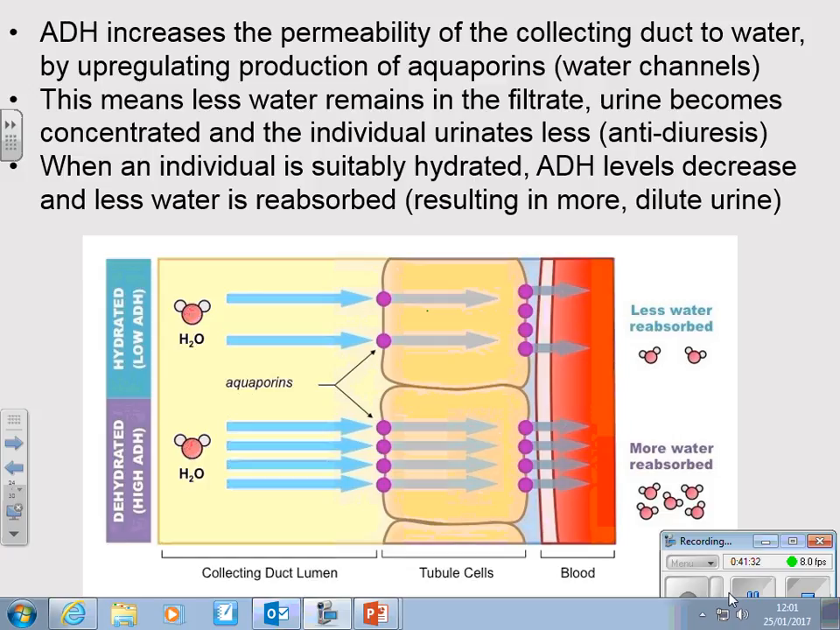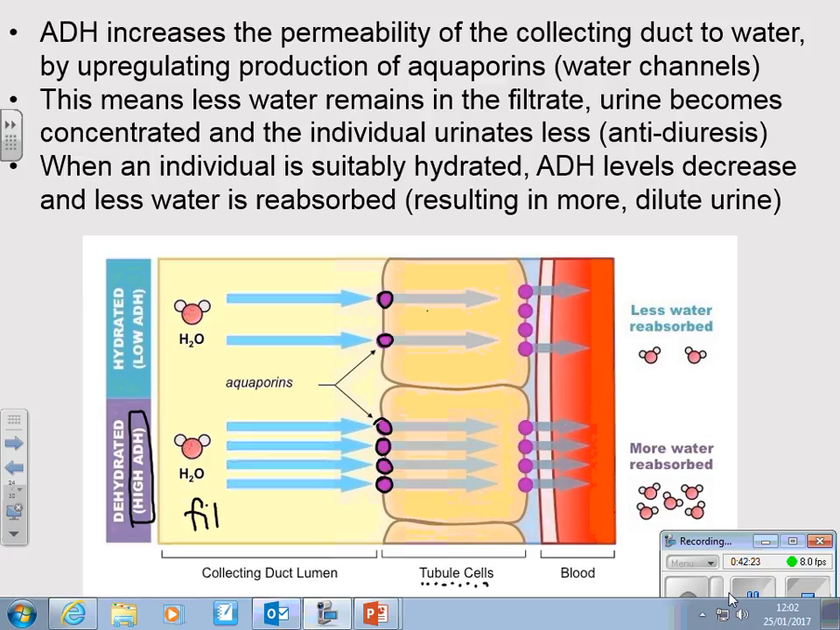So your little diagram down here, there's two parts to it. If the individual is dehydrated, you've got the bottom part here, where the little purple blobs are the aquaporins. All right, so if you're dehydrated, you've got more aquaporins. The water can pass through those. If you're okay hydrated, you've got fewer aquaporins. And so this is where you've got the high ADH. All right, so ADH causes the production of more aquaporins. They're placed in the wall of the collecting duct, although it says tubule cells down here. All right, that's the wall of the collecting duct. And so if you've got more aquaporins, more water can pass out of the filtrate.